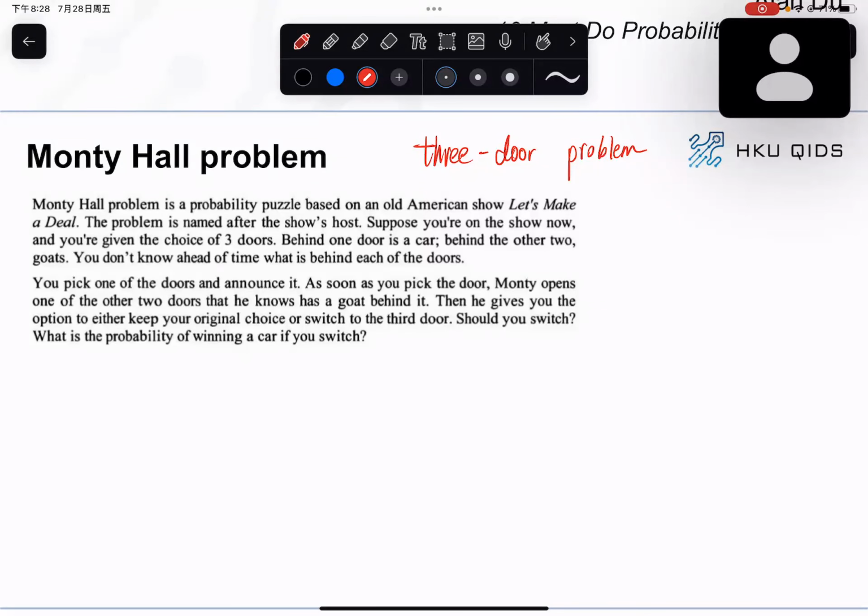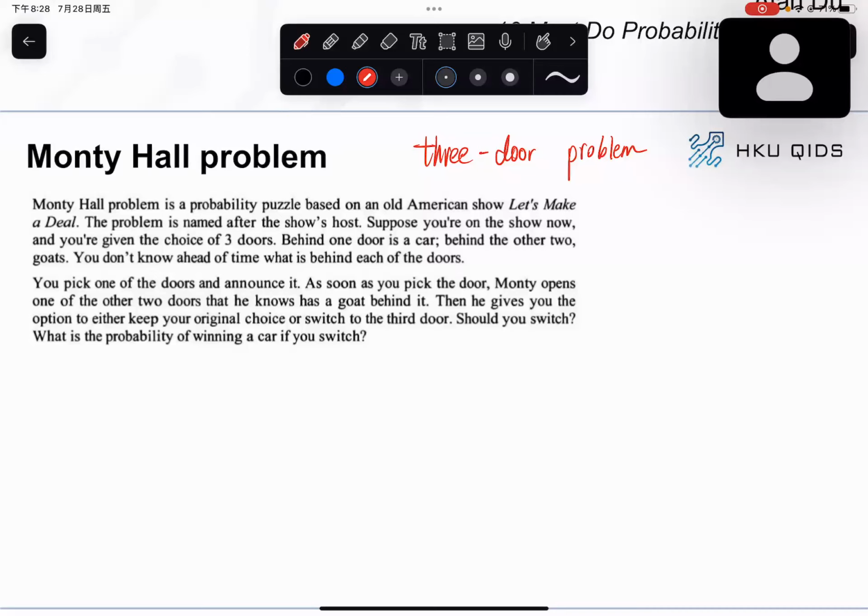So you pick one of the doors and announce it. As soon as you pick the door, Monty opens one of the other two doors that he knows has a goat behind it. Then he gives you the option to either keep your original choice or switch to the third door. So should you switch, and what's the probability of winning a car if you switch? There is a joke about this question: if you could answer it correctly the first time, then you have a gift for the quant industry.